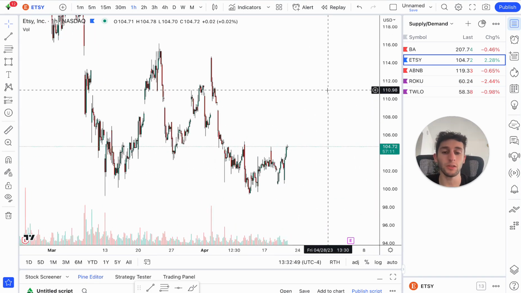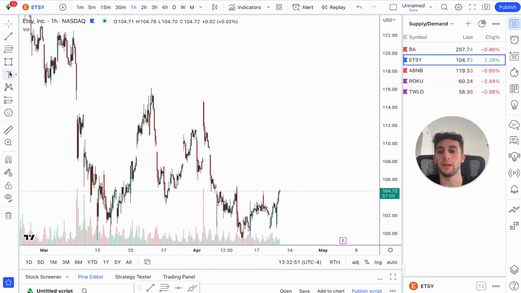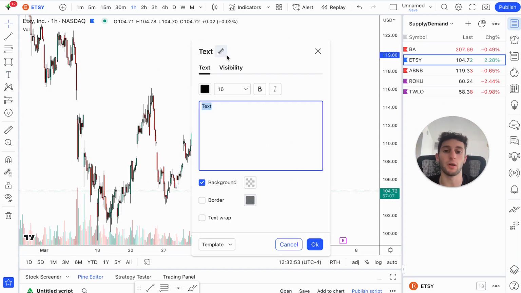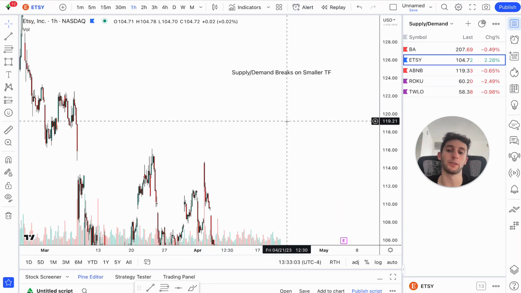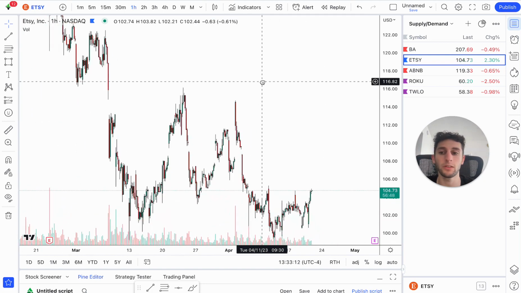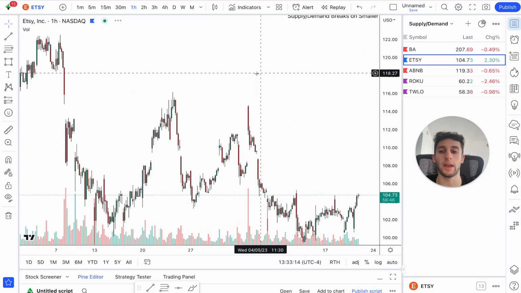So the first one is going to be supply demand breaks on the smaller time frame. Okay, so supply demand breaks on smaller time frame. All right, what does that actually mean, right? So this works on a few different strategies. The one that I'll be showing you is one on a balance theory strategy and also a supply demand strategy itself. Okay, so let's go ahead and look at Etsy.